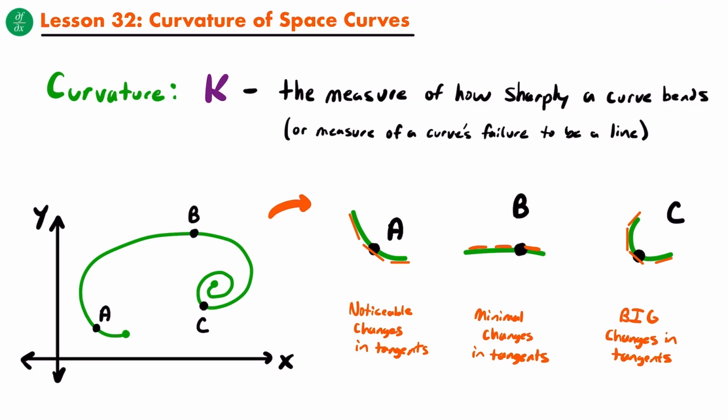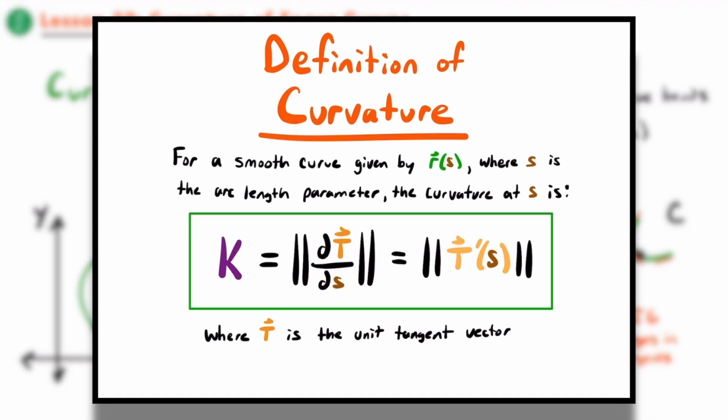Alright, so as I've said earlier, mathematically, we define curvature as how the tangent is changing with respect to the arc length. And so we can represent that with the following formula. The definition of curvature is this. For a smooth curve given by the vector function r of s, where s is the arc length parameter, the curvature at a specific value of s is represented by this formula.